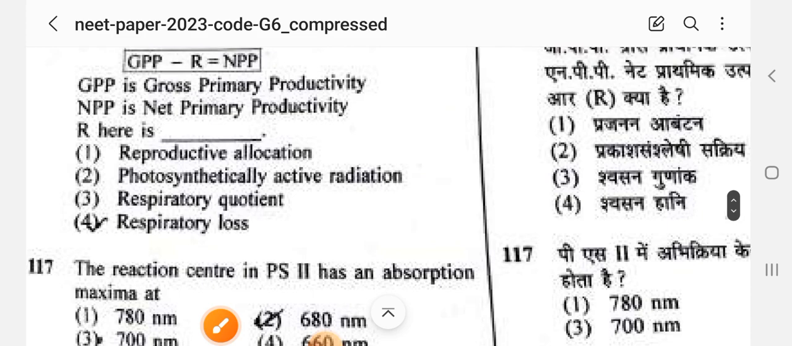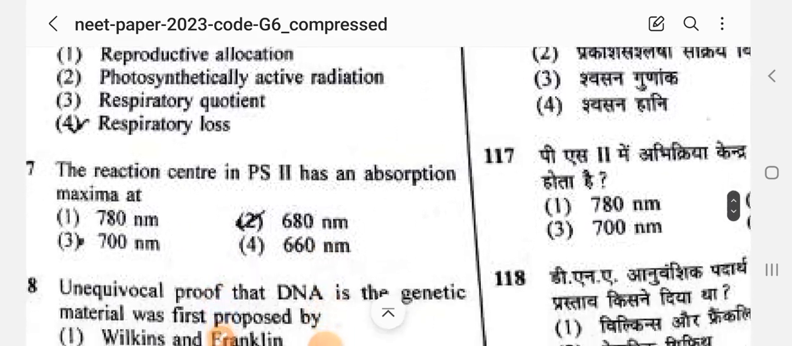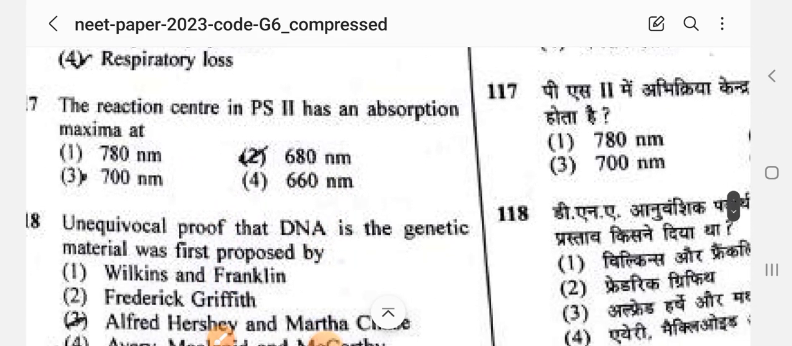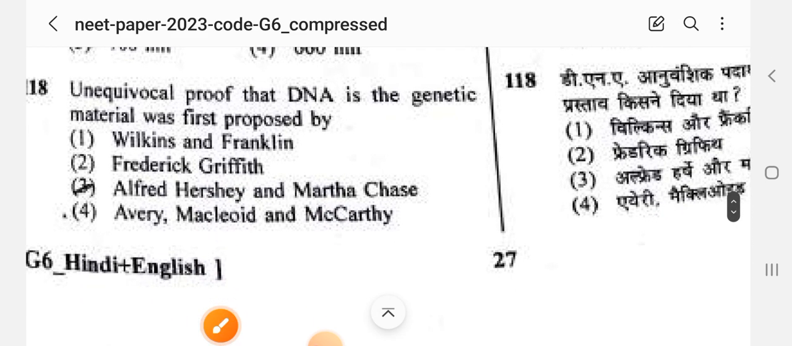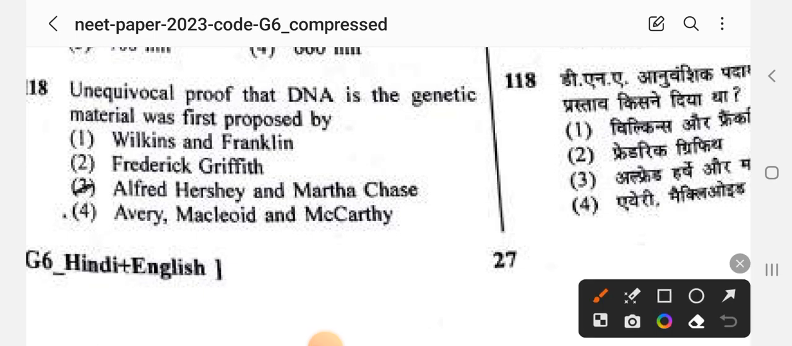This is the question of ecology. The reaction center in PS2 has absorption maximum at... this is 680. Unequivocal proof that DNA is genetic material was first proposed by Hershey and Chase.